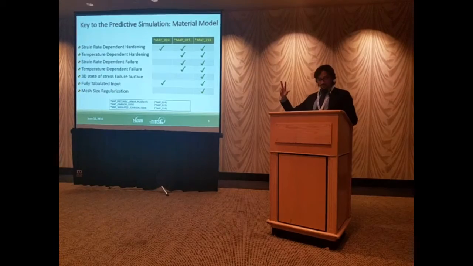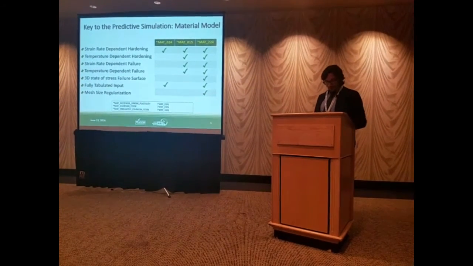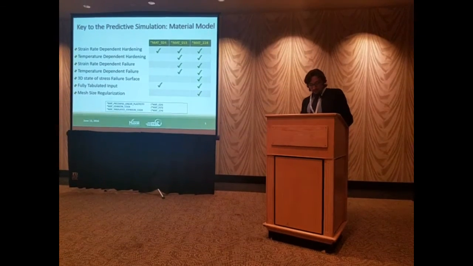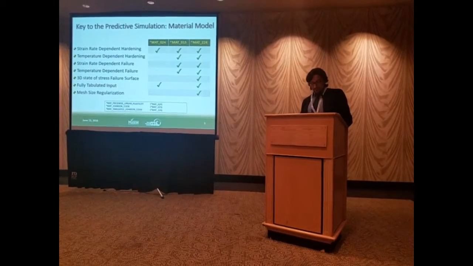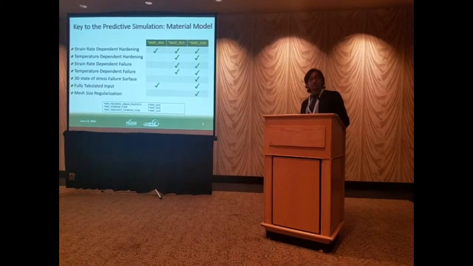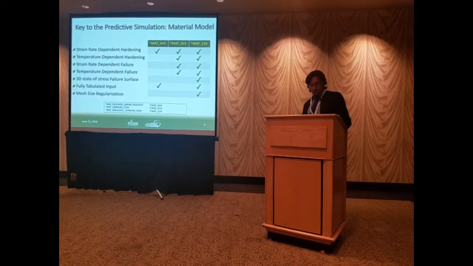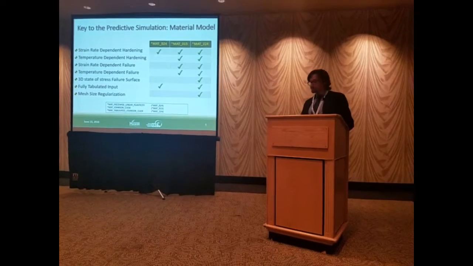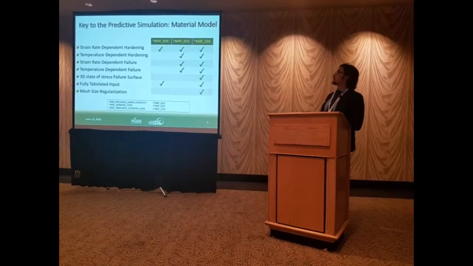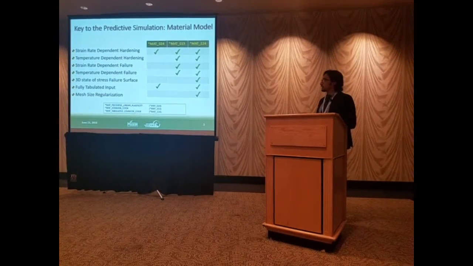Here we compare 3 material models. And for the simplest one, MAT24, which is an elastoplastic material, an arbitrary stress versus strain curve and arbitrary strain rate dependencies can be defined, but it doesn't have temperature-dependent hardening, strain rate-dependent failure, temperature-dependent failure, or a 3D state of stress failure surface.